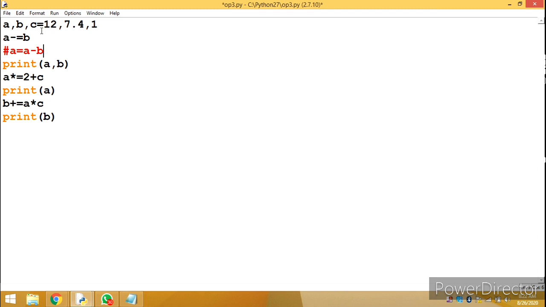Second line, print A. Sir, 12. Sir, 13.8. One is saying 12, other is saying what? 13.8 or 9? Sir, 9. Sir, minus 8. Other one is Sir, 13.8. Okay, very good. Print B. Let us see. After execution, we can get the answer.